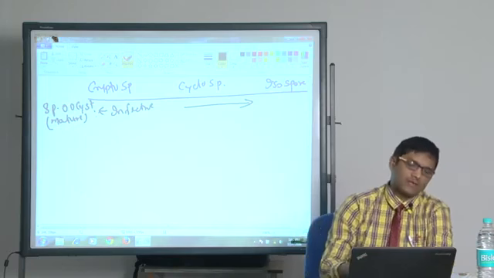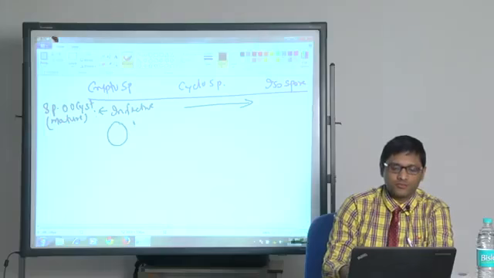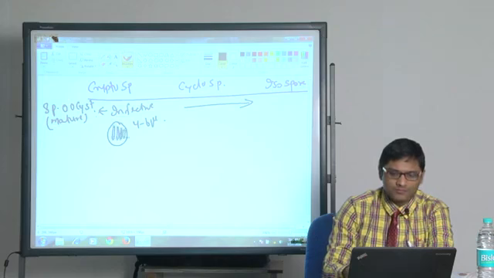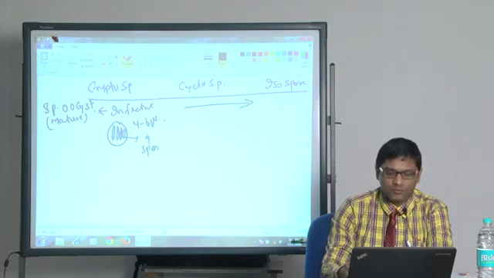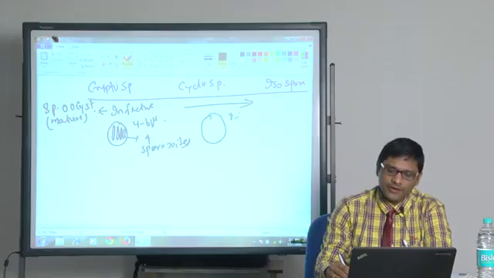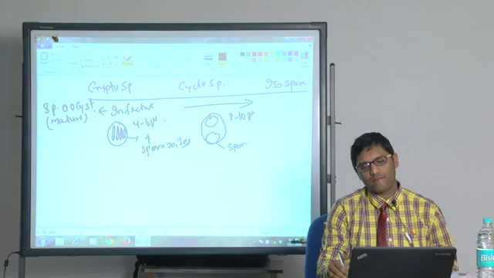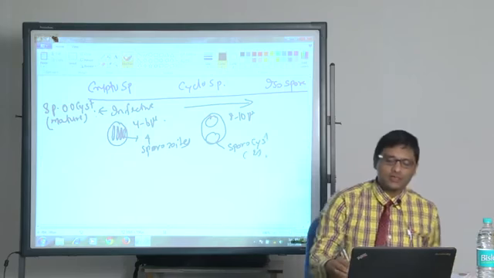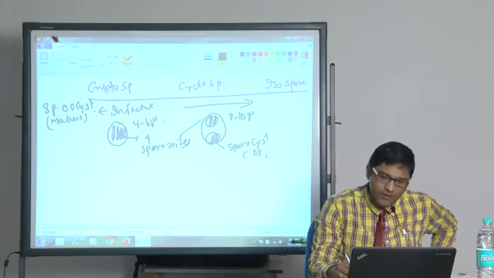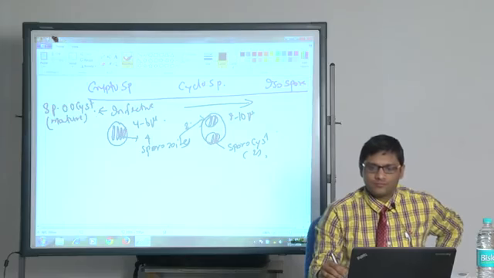Okay, and the description of sporulated oocyst: Cryptosporidium is round, 4 to 6 micron in size, containing 4 sporozoites. Cyclospora is again round, 8 to 10 micron, contains 2 sporocysts, and each sporocyst contains 2 sporozoites, 2 in number in each.